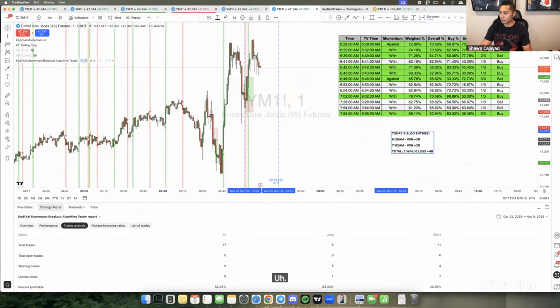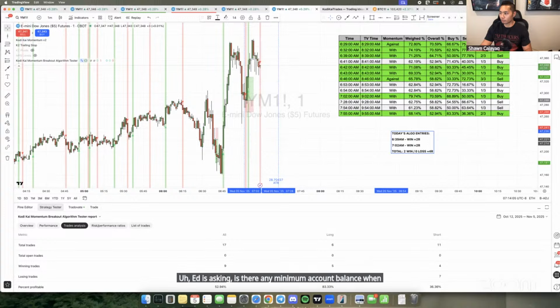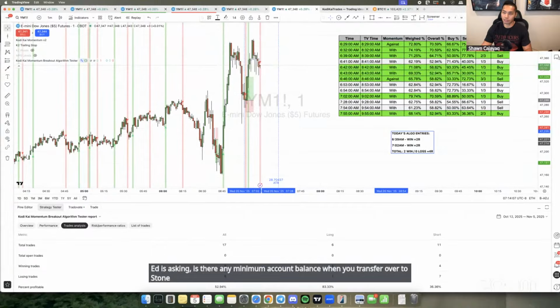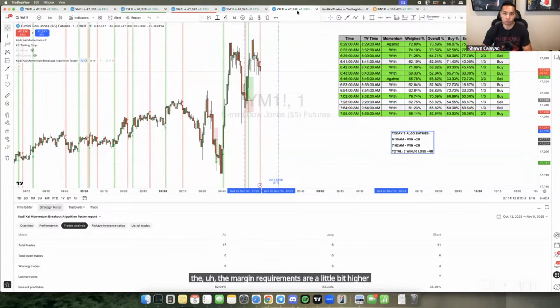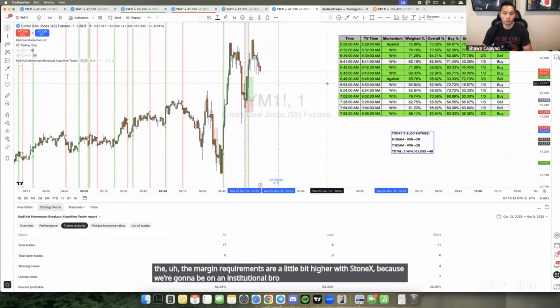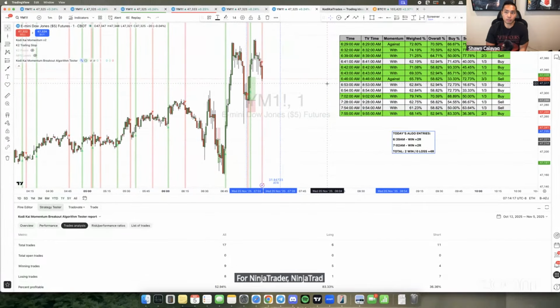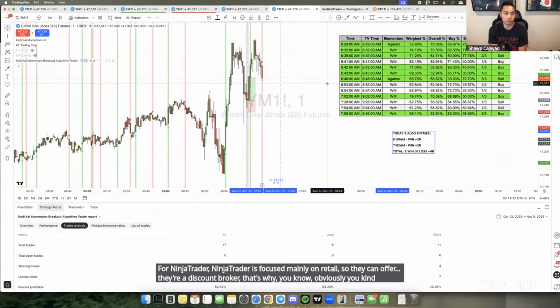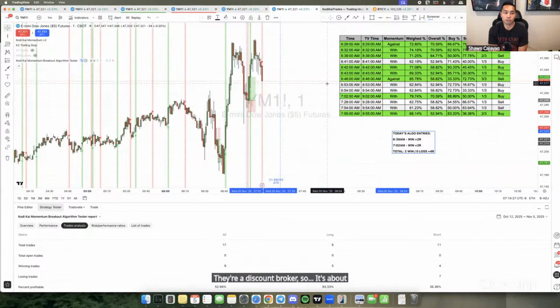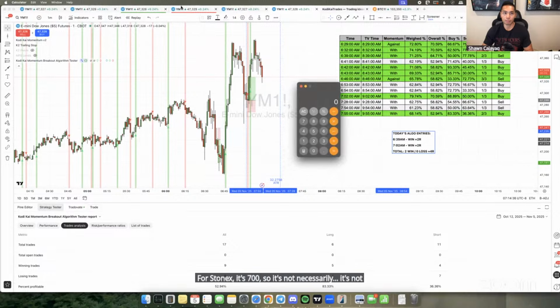Ed is asking, is there any minimum account balance when you transfer over to StoneX? Yes, so it's the same amount, 10,000. The margin requirements are a little bit higher with StoneX because we're going to be on an institutional broker. NinjaTrader is focused mainly on retail, so they're a discount broker. Obviously you kind of get what you pay for with NinjaTrader. It's about 500 per day trading margin for YM. For StoneX, it's 700. So it's not necessarily that bad.